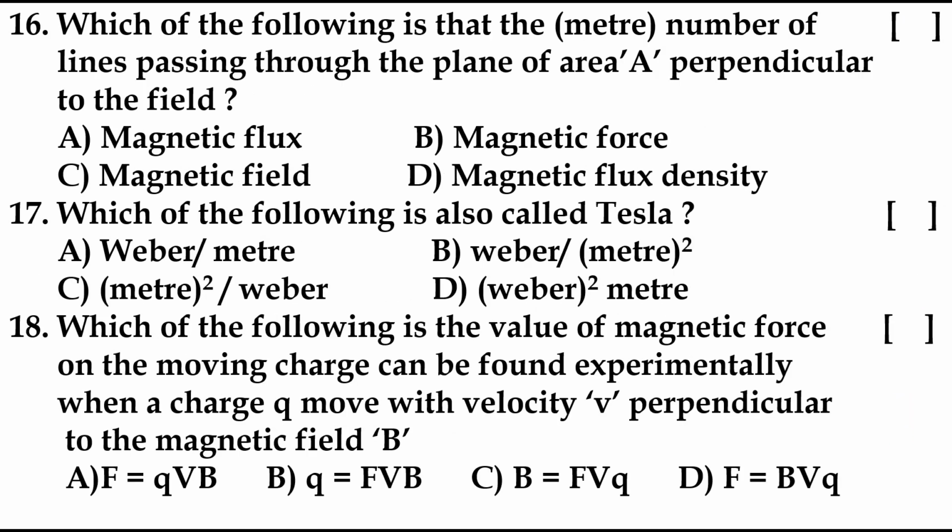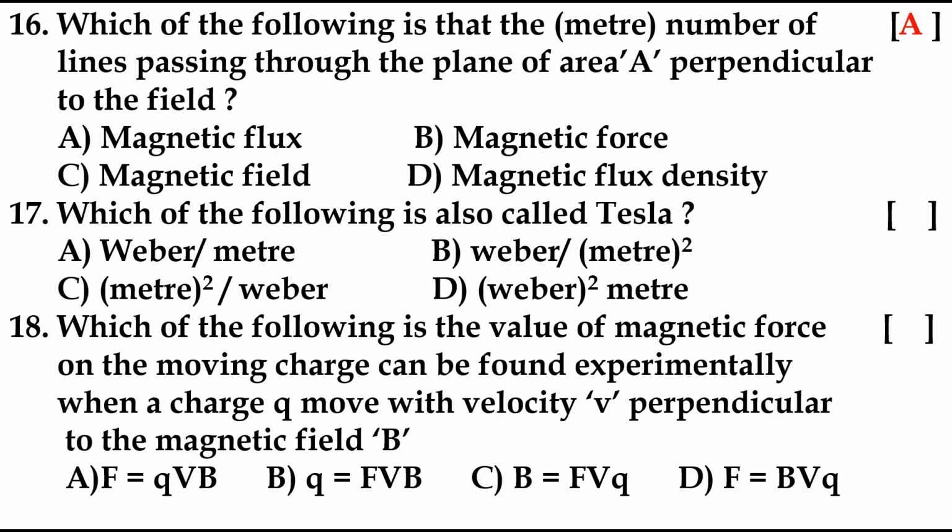16. Which of the following is the number of lines passing through the plane of area A perpendicular to the field? A Magnetic flux, B Magnetic force, C Magnetic field, D Magnetic flux density. Answer is A. Magnetic flux.